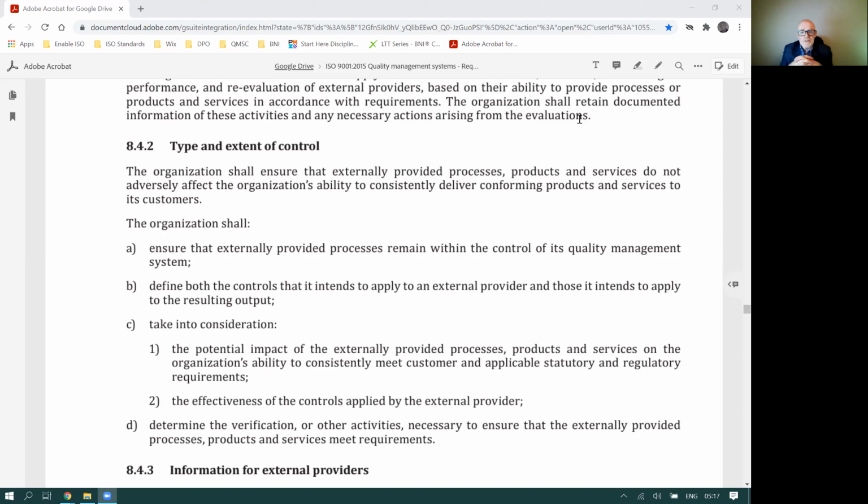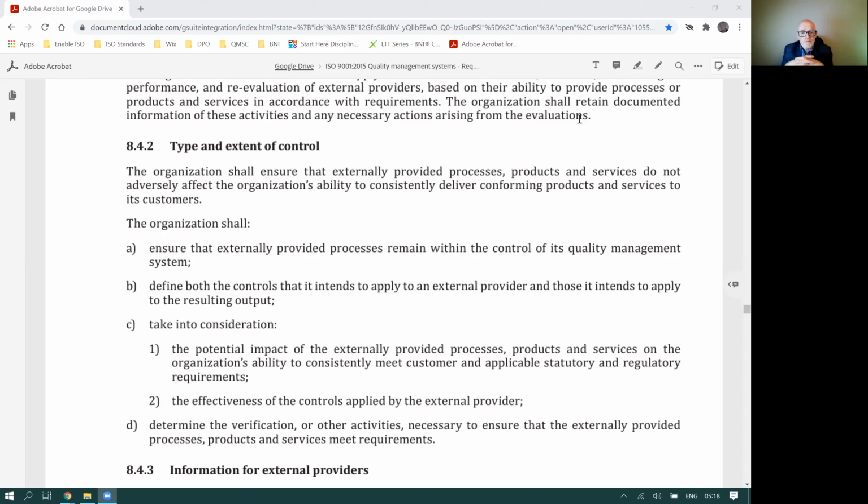The organisation shall ensure that externally provided processes, products and services do not adversely affect the organisation's ability to consistently deliver conforming products and services to its customers. So it's a very high level requirement. But then it kind of specifies a few particular parameters. The organisation shall A, ensure that externally provided processes remain within the control of its quality management system. So you can outsource the work, but you can't outsource the oversight, is the way to think of that.